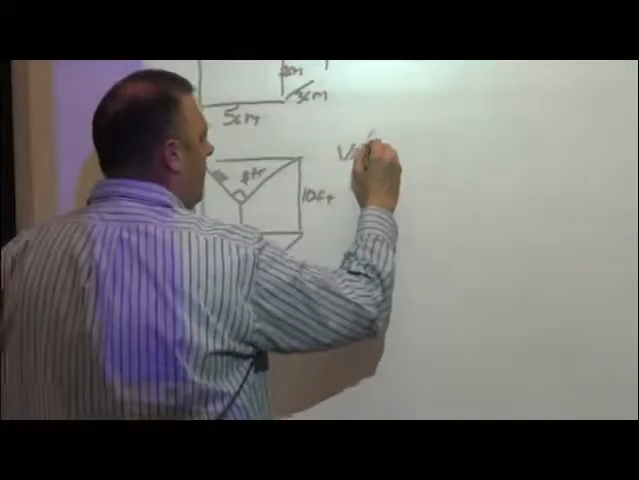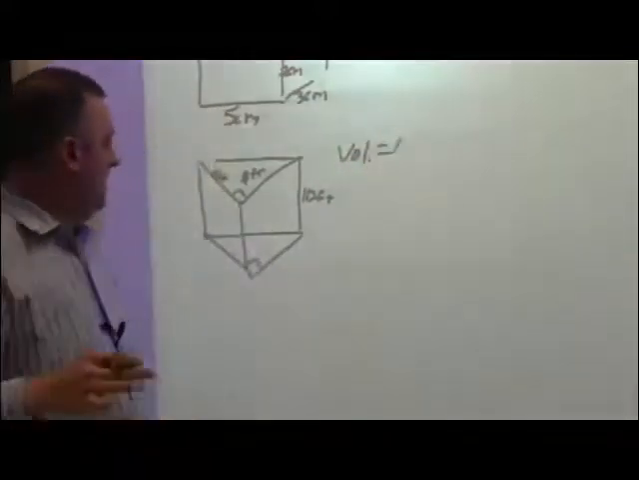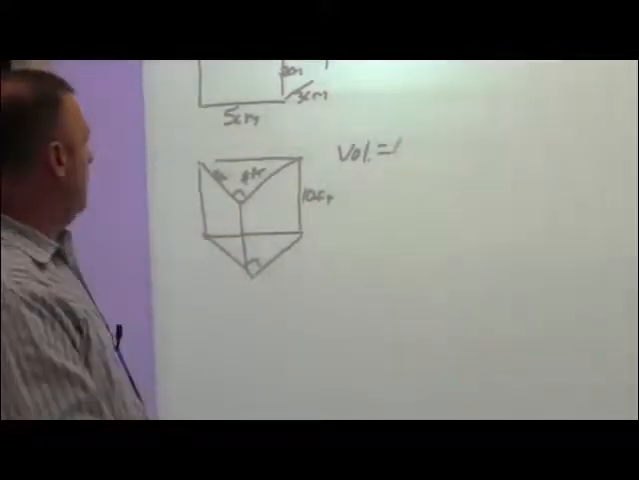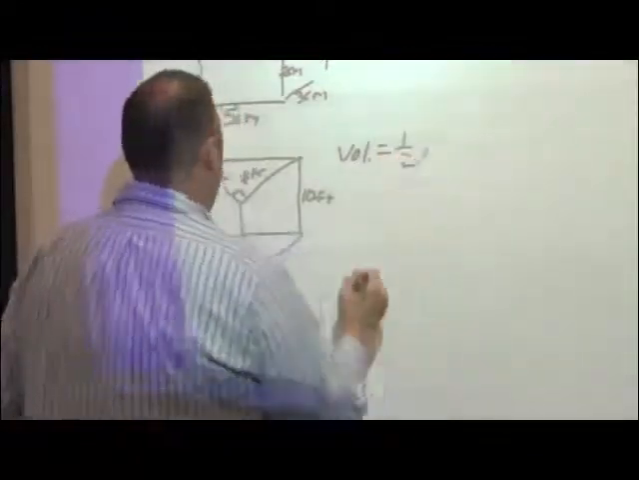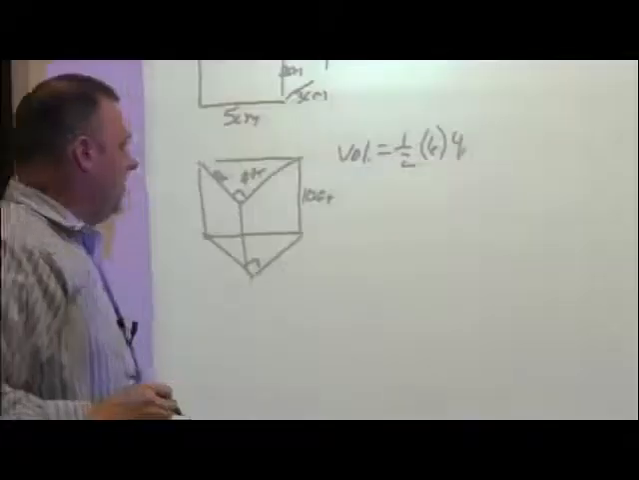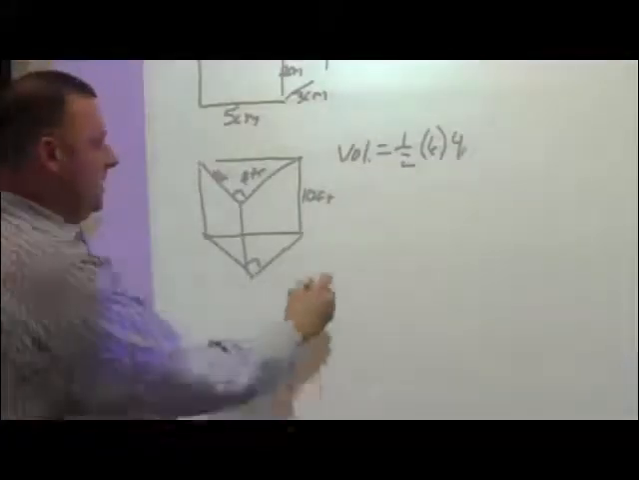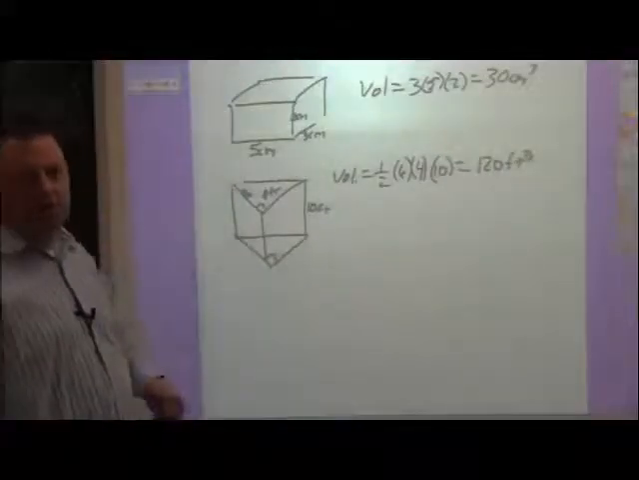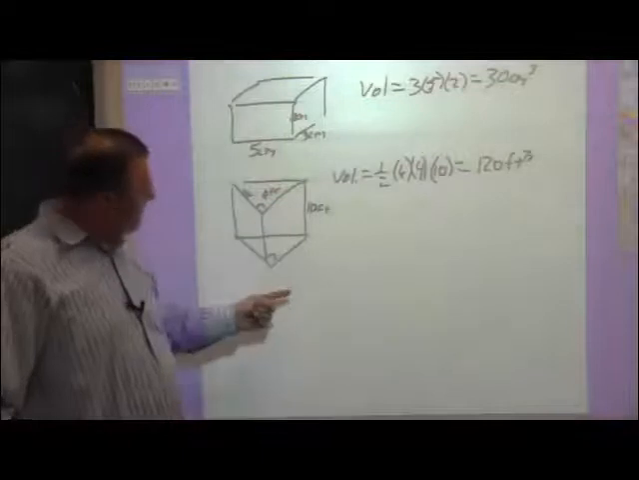To find volume, first of all, we got to look at that base. The base is going to be a triangle. So remember how to find the area of a triangle. It's 1/2 base times height. So it's going to be 1/2 times the 6 times the 4. That finds the area of your base. Then you just got to take that and multiply it times your height, which is 10. And when you do the math, you're going to get 120 feet cubed. So just a couple of simple geometric shapes. Just remember how to find the area of the base and multiply it times its height.